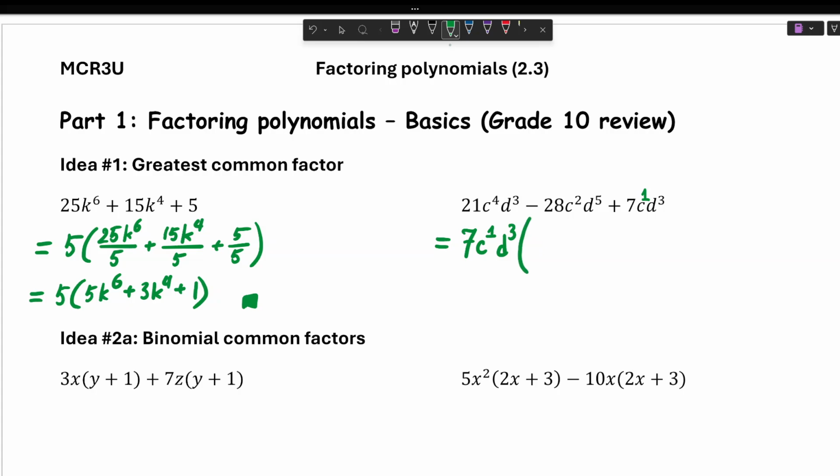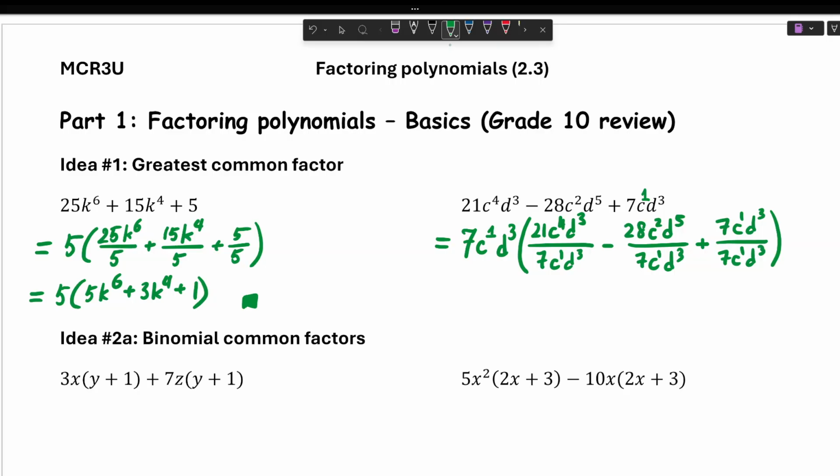Then we need to figure out what's left. Again, you don't have to show this step. It's better if you can learn how to do it in your head, but this is for clarity. So you're dividing each of these terms by the common factor that you just took out. So let's see what we get. The first term, 21 divided by 7, that's 3. C to the power 4 divided by c, that's c to the power 3. And d to the power 3 over d to the power 3, that's 1, that just cancels out.